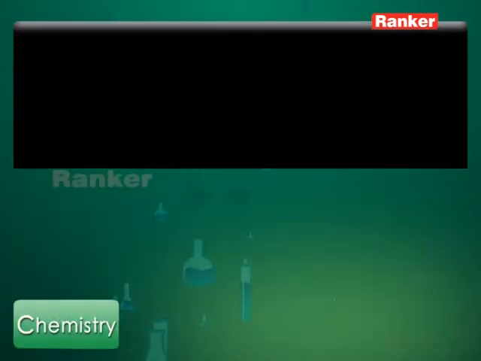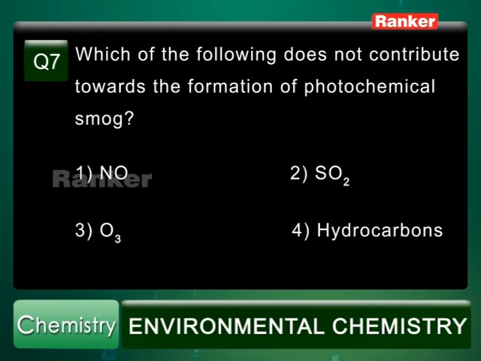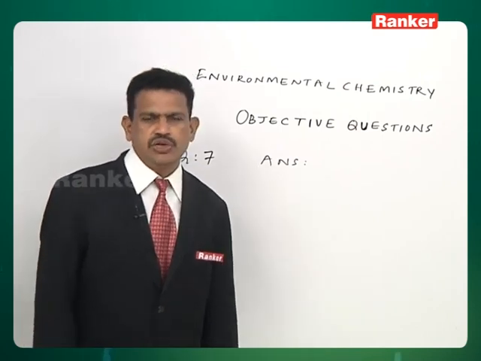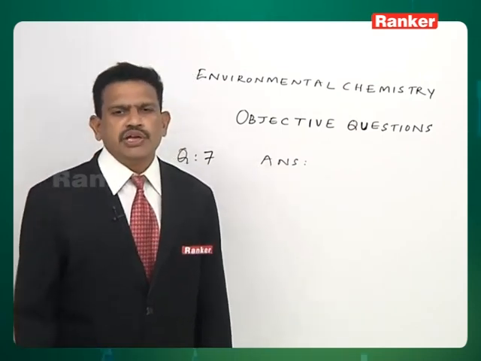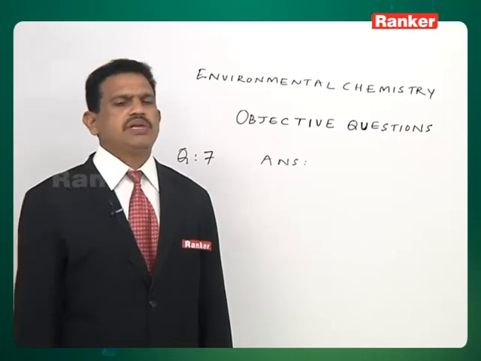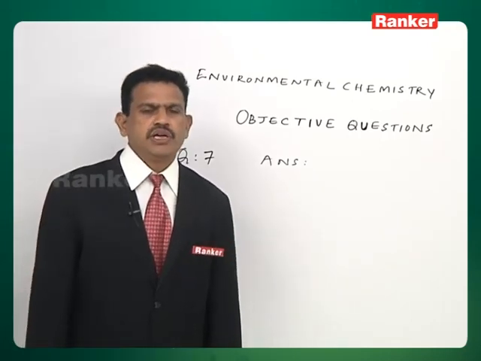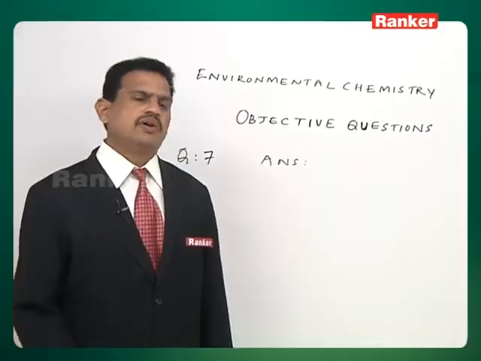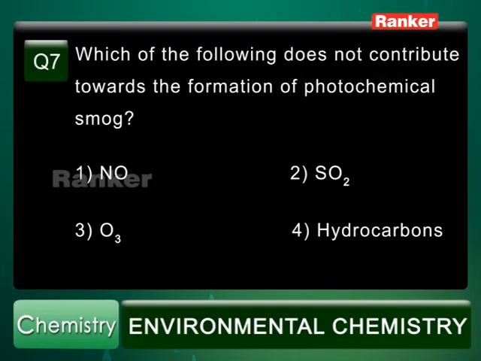Moving to question number 7. Which of the following does not contribute towards the formation of photochemical smog? Which is not responsible to produce photochemical smog? Option 1. Nitric oxide. Option 2. Sulfur dioxide. Option 3. Ozone molecules. Option 4. Hydrocarbons. As we have seen in the previous question, sulfur dioxide does not contribute towards photochemical smog, because it is responsible for classical smog. So we can go for option 2 for question number 7.